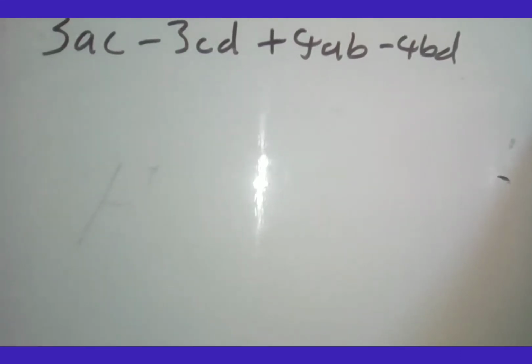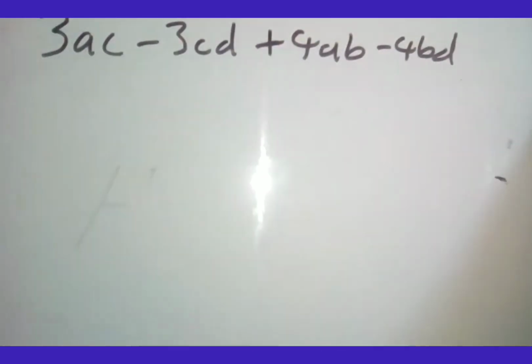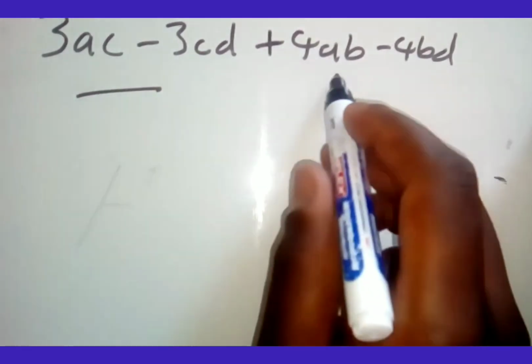Good day. So today I'm going to teach about factorizing by grouping. So what is factorizing by grouping? Factorizing by grouping simply means that if there are four terms, we're going to group them into twos, right?